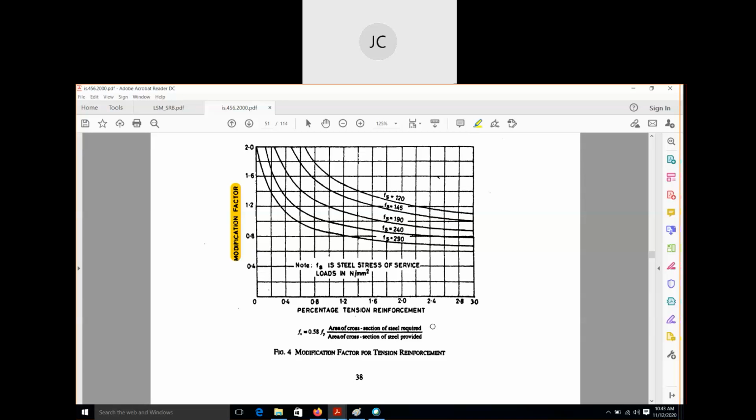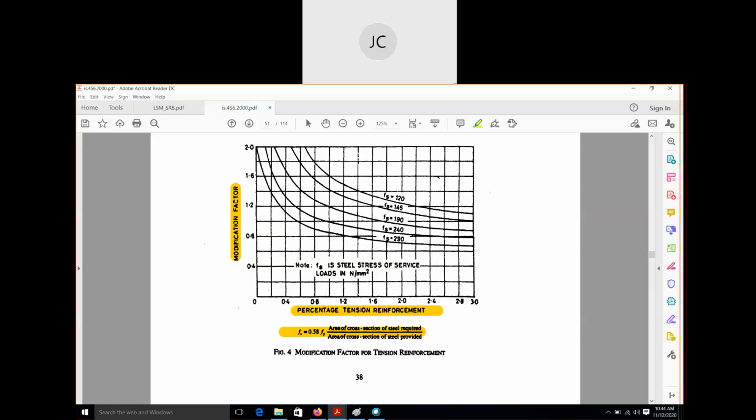Can you see the graph in IS 456, or you can see the screen also? Yes, sir. Okay. So from this curve, we have to find a factor which is known as modification factor. But first, we have to find out the percentage of tensile reinforcement. First, we have to find this value. What is the percentage of tension reinforcement we are providing? And also, we have to find out this Fs, which means stress in steel. Based on these two values, we will use these curves to find out the modification factor.